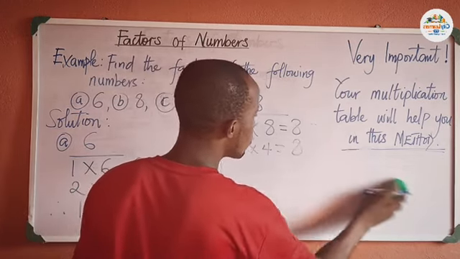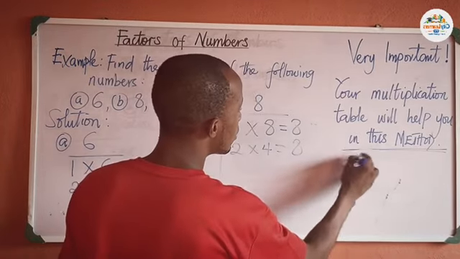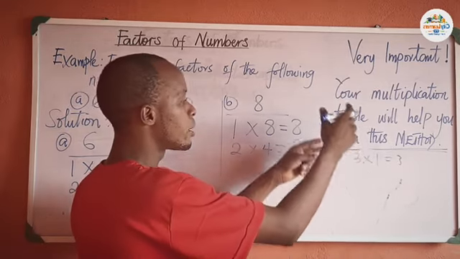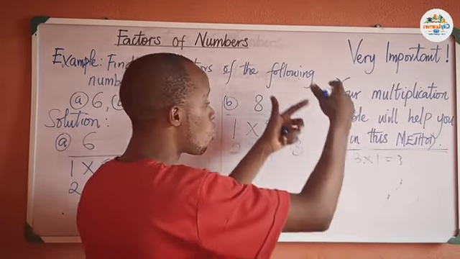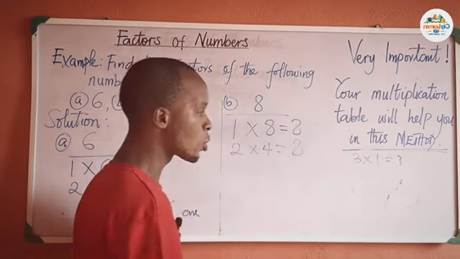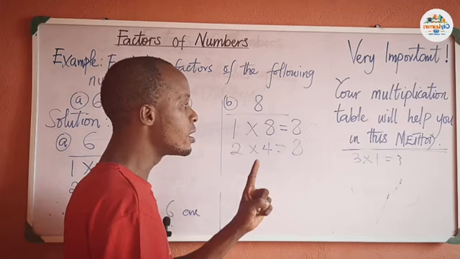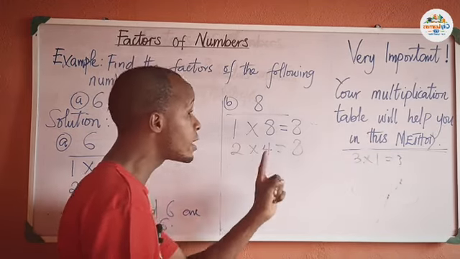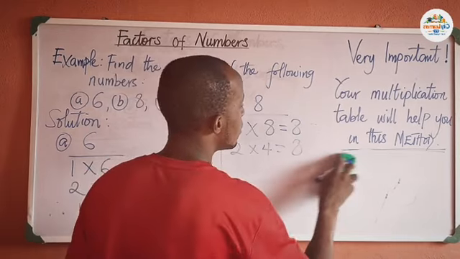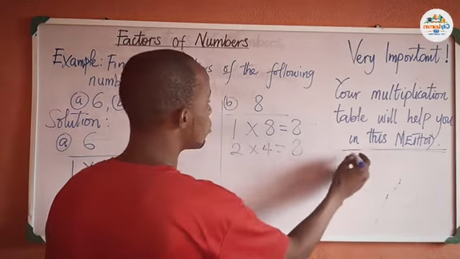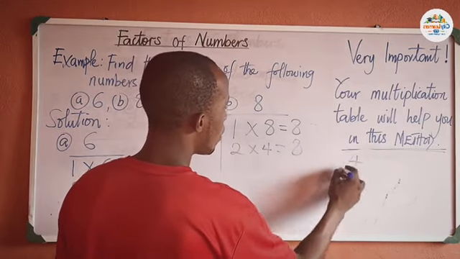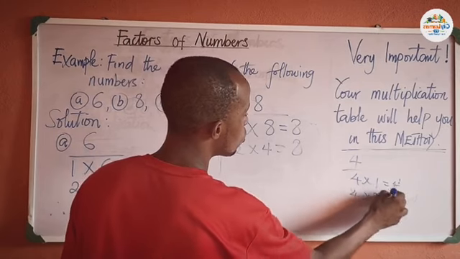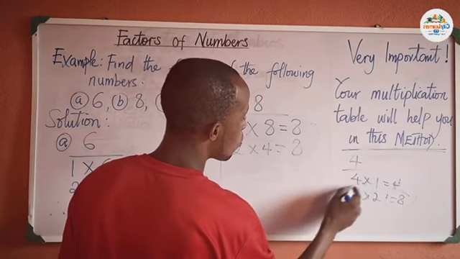Now, we move to the 3 multiplication table. 3 times 1 is 3. By the time you multiply 3 by as many numbers as you can, you won't see 8 as your answer, meaning that 3 is not a factor of 8. So we move to the next multiplication table, which is 4. 4 times 1 is equal to 4. 4 times 2 is equal to 8. So this is what we are looking for.